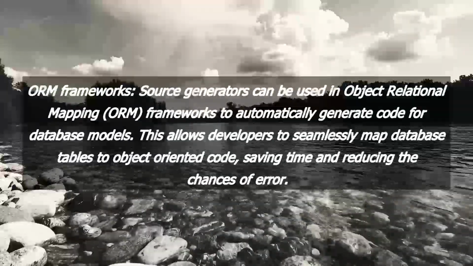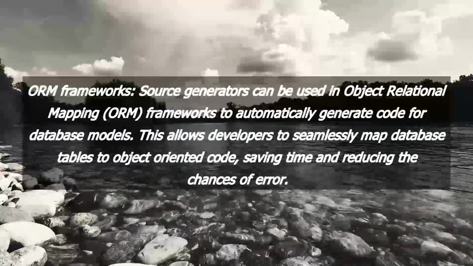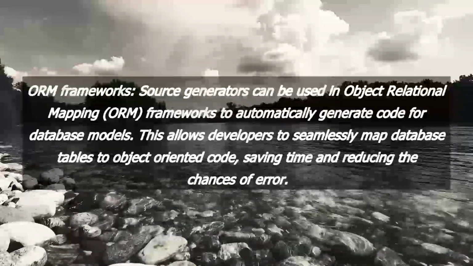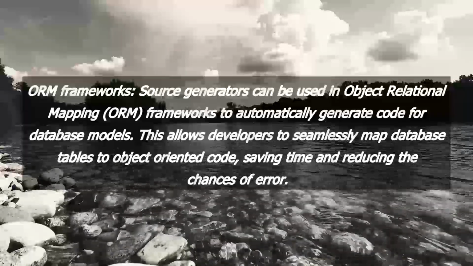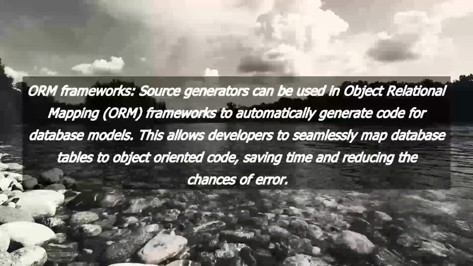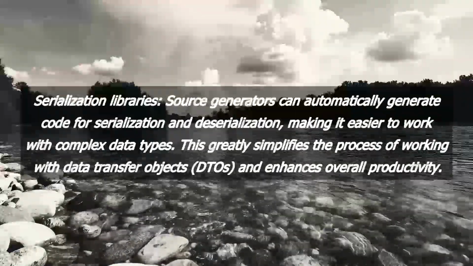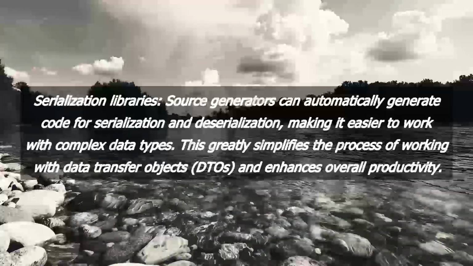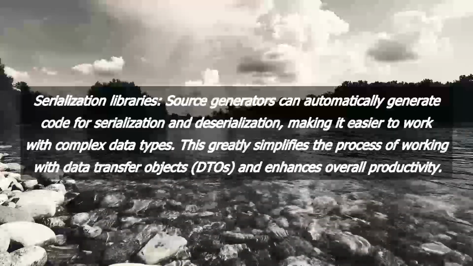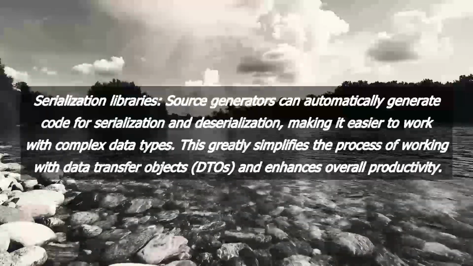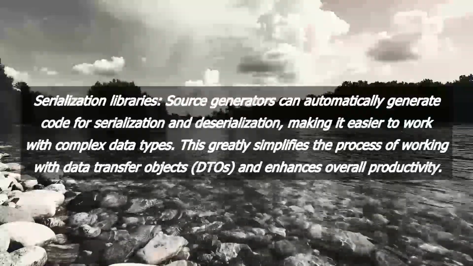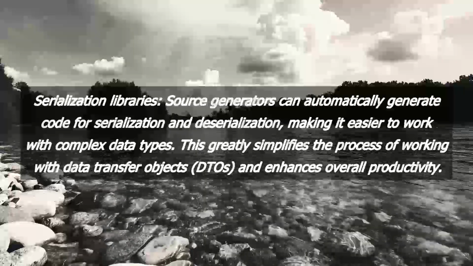ORM frameworks. Source generators can be used in object relational mapping, ORM, frameworks to automatically generate code for database models. This allows developers to seamlessly map database tables to object-oriented code, saving time and reducing the chances of error. Serialization libraries. Source generators can automatically generate code for serialization and deserialization, making it easier to work with complex data types. This greatly simplifies the process of working with data transfer objects, DTOs, and enhances overall productivity.